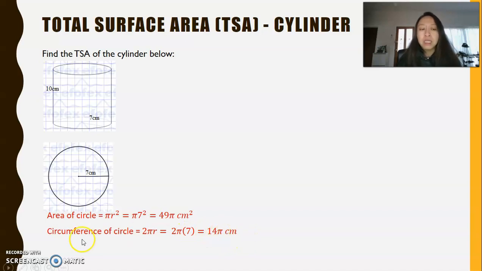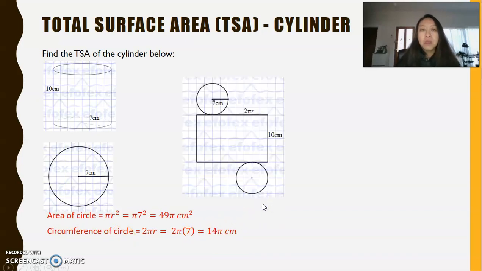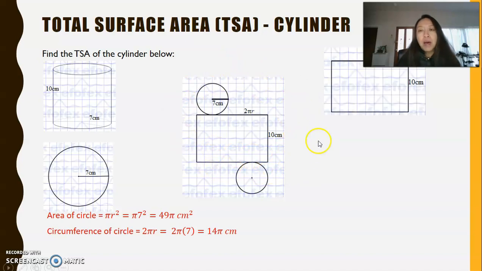So in this case, a circumference is actually a length, so the unit will be just in centimeter. If I open up the cylinder, it has a net that looks like this. If we focus on just the curved surface of the cylinder only, we know that the circumference of the circle is equivalent to the length of the top side of this cylinder.